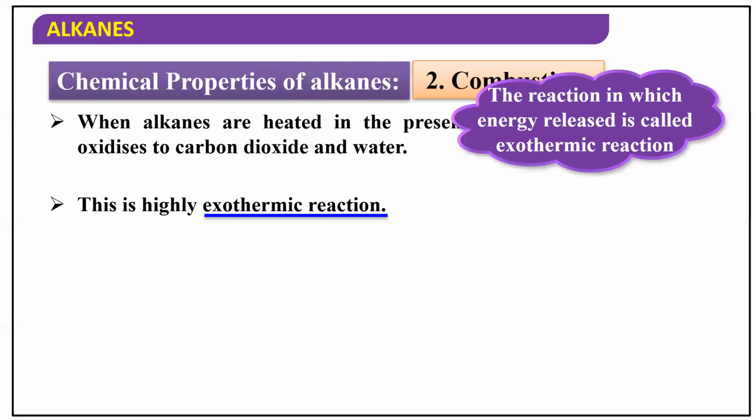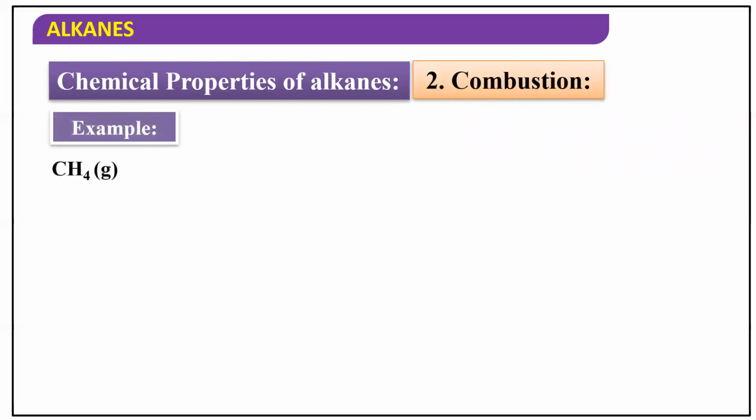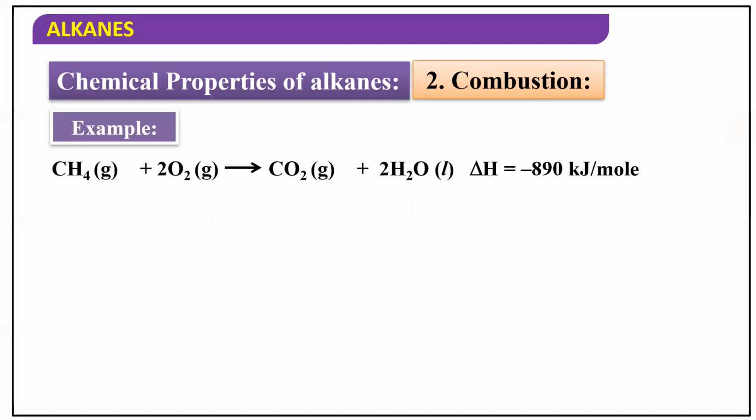So let's have a look at the definition again. The reaction in which energy is released is called an exothermic reaction. Let's take an example to understand combustion. CH4 is methane. When methane reacts with oxygen, we said all the carbons get converted to what? Yes, all the carbons get converted to carbon dioxide and all the hydrogens get converted to water. So this is the general reaction. And during the course of this reaction, we said energy is released.